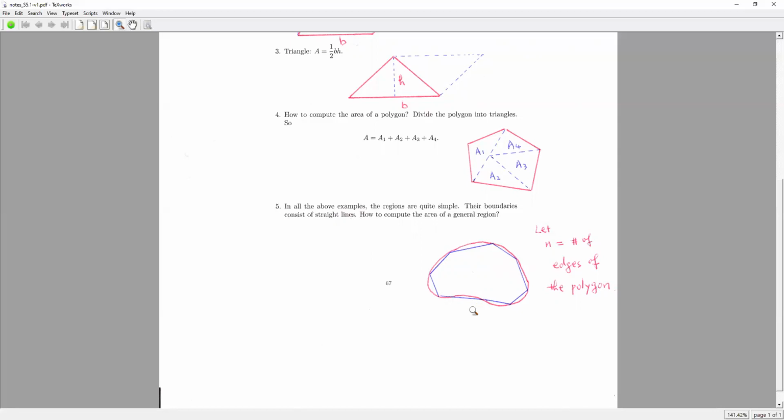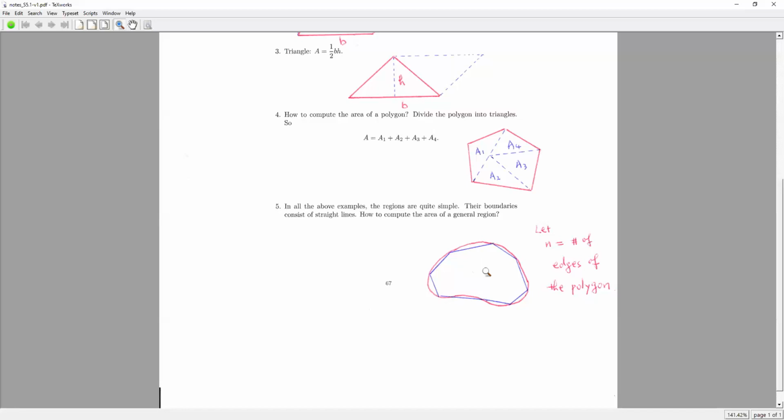Now this time we have to use a limit. We can approximate the general region by a polygon. Graphically, we can see that when the number of the edges of the polygon is large, the approximation of the general region by this polygon is good.